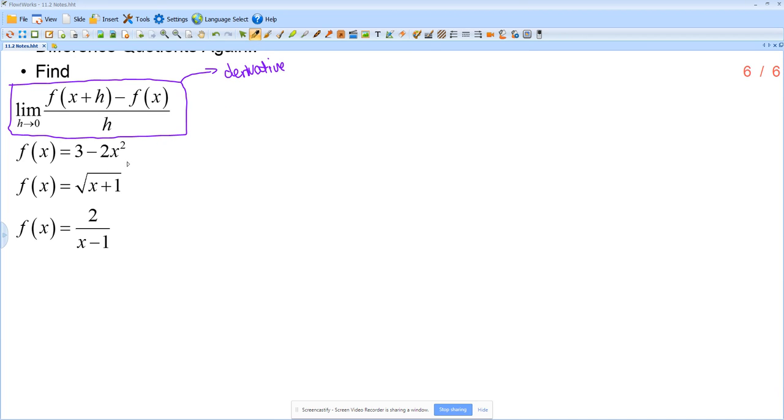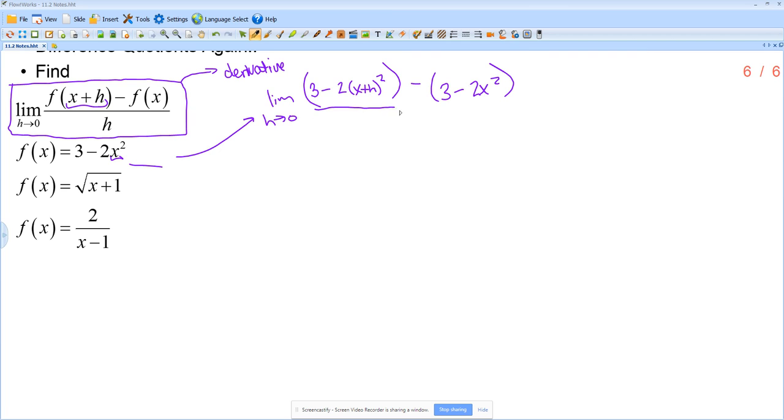I'm going to look at this first problem. Now remember that what f of x plus h says is that you are replacing x with x plus h. So if I'm doing this first thing, I'm taking this function and I'll have the limit as h goes to 0 of 3 minus 2, and I'm replacing x with x plus h. And that just gives me the f of x plus h. All I've done is replaced x with x plus h. Now I need to subtract f of x. Well, this is what f of x is. And this is all over h.